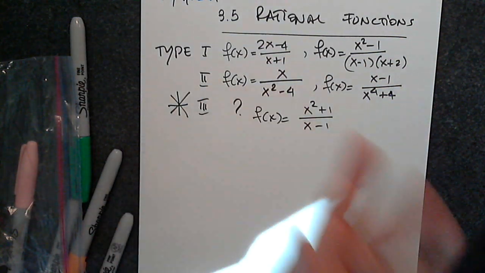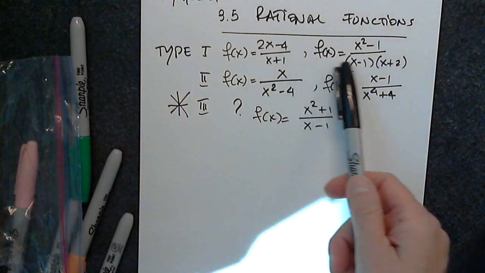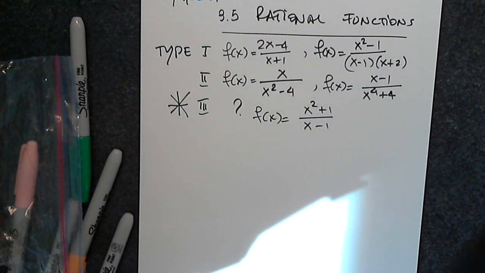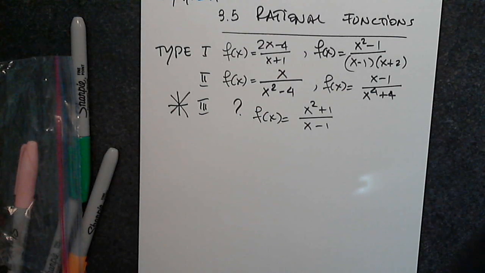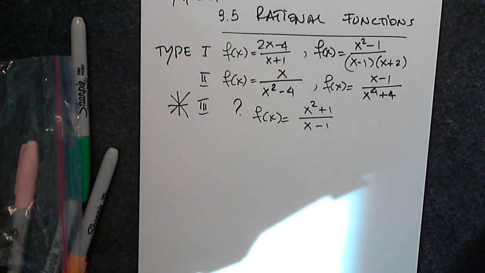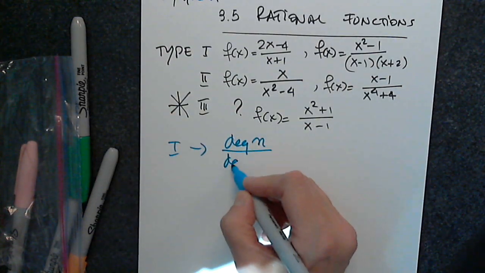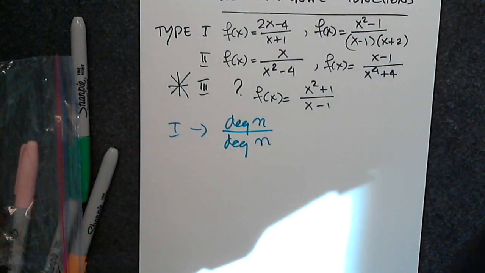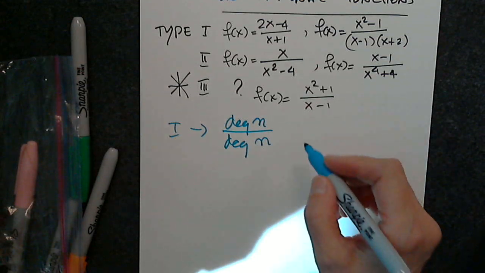Okay, so let's go back and identify what is type 1? What do all these have in common from type 1? So then moving forward, we know type 1 requires blah, blah, blah. What would you say? So type 1 is degree n divided by degree n. Same degree over same degree. That's type 1. What about type 2?